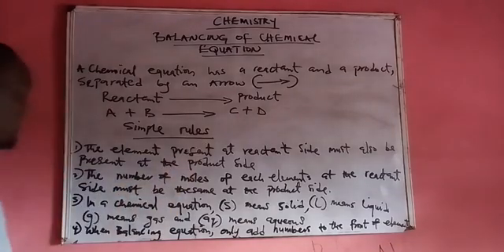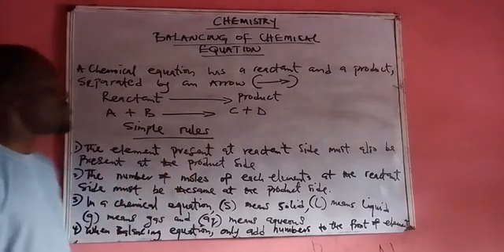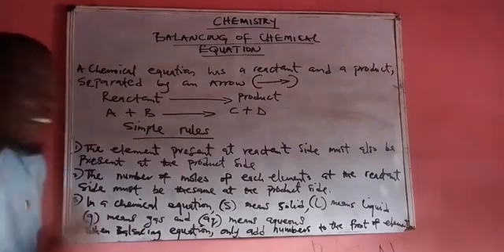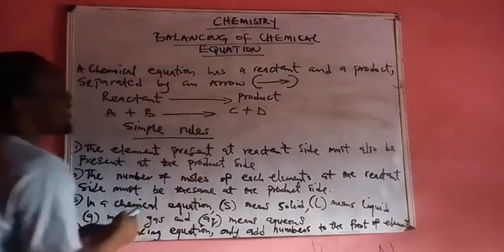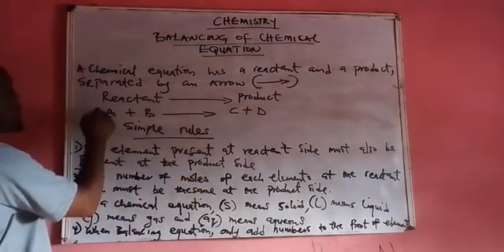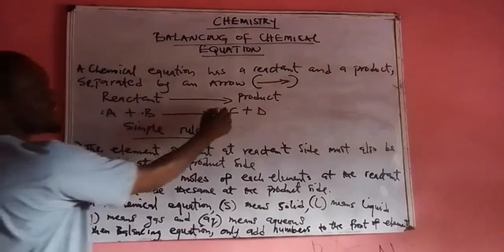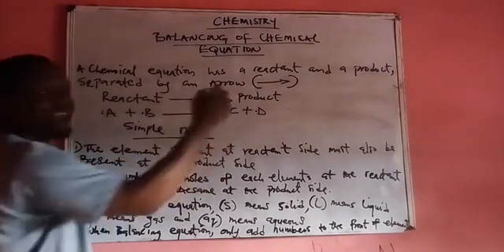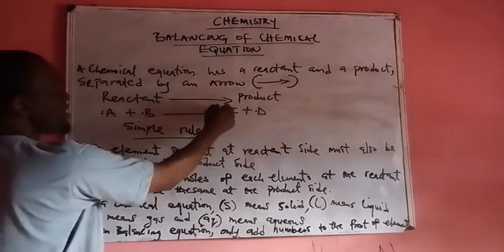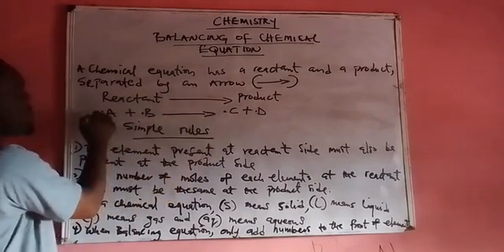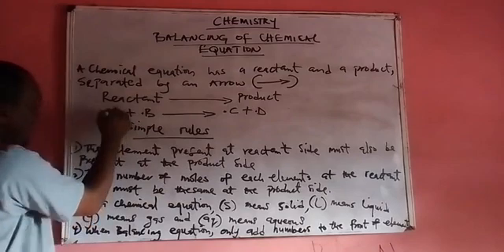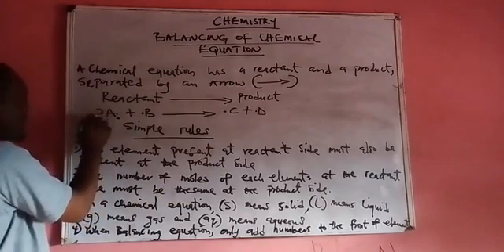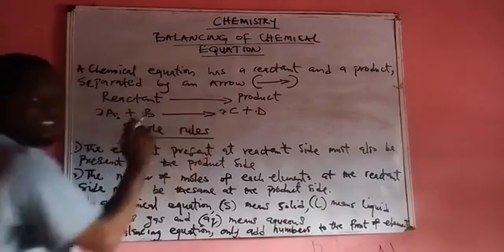Then the last one: when balancing a chemical equation, never write numbers at the bottom side of an element. Numbers are written at the front of each element or compound. If you want to balance this one against this, don't introduce numbers to this side or here. Always introduce numbers at this side. Do you get it now?